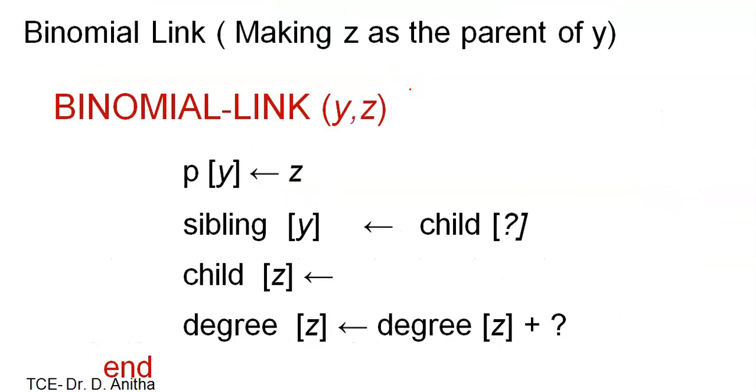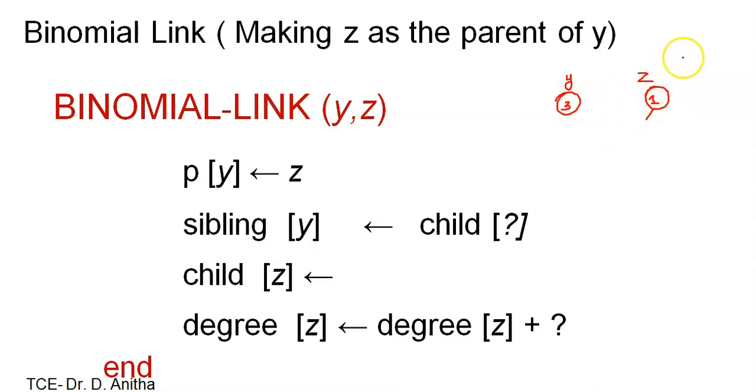Let me explain that with more examples. Binomial link of y and z. For example, I have one heap as 3 and another heap as 1. I need to merge them. Both of these are degree 1, right? So when I want to link these two, I need to perform some operations. If this is y and this is z, I need to make y a child of z and I should make the parent of y as z.